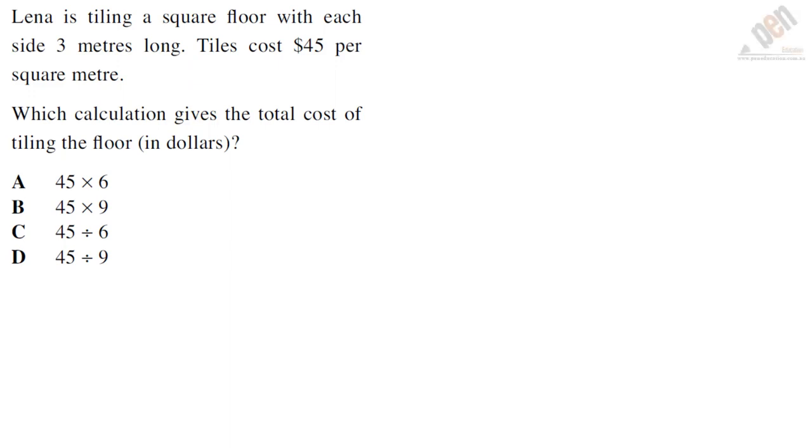Lena is tiling a square floor with each side 3 meters long. Tiles cost $45 per square meter. Which calculation gives the total cost of tiling the floor in dollars?